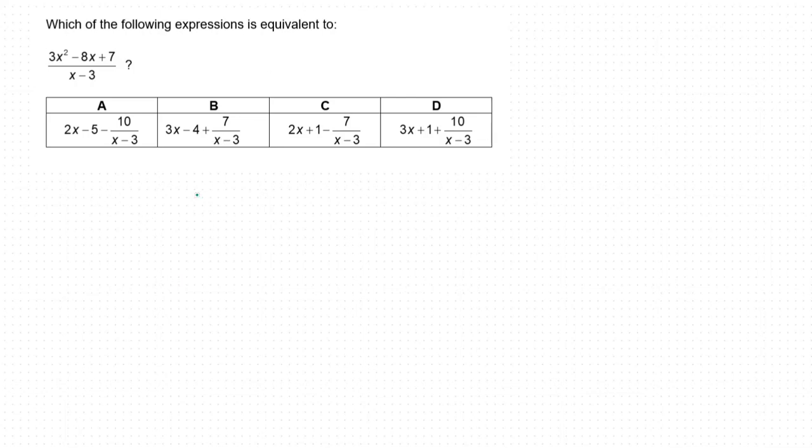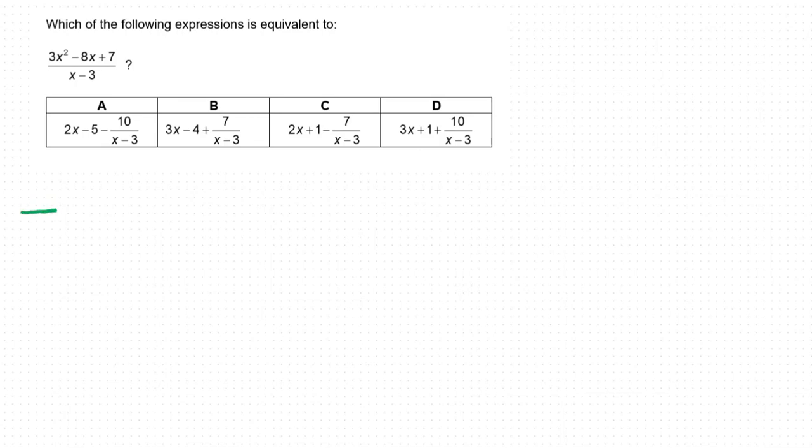Okay, in this video, we're going to look at dividing a quadratic by a linear, and we're going to choose which of these A, B, C, or D is the simplification of that. So one method is just to simplify each of these options. You can do that, so why don't we do just one to illustrate that?